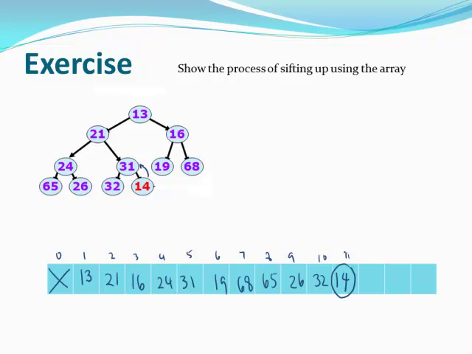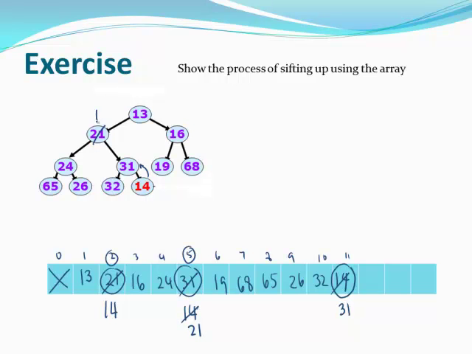So we take the index 11 and divide by 2. That gives us the index 5. So we compare 14 and 31. Since 14 is less than 31, we swap the 14 and the 31. Then you take the index of 14 now, which is 5, divide it by 2 to find the parent. 5 divided by 2 gives you 2, and you compare 14 and 21. Since 14 is less than 21, 14 would move here, and 21 would come here.